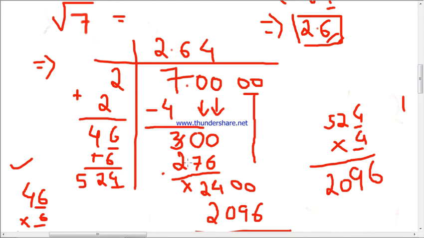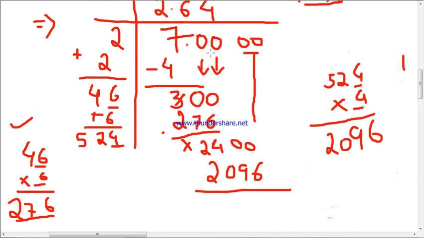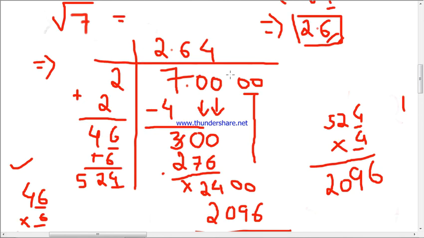And then don't forget, they have asked in 2 places of decimals. I've stopped it over here. If you have to find 2 places of decimals, you do one more step. You have to find 3 places of decimals and then round it up and then get the answer.